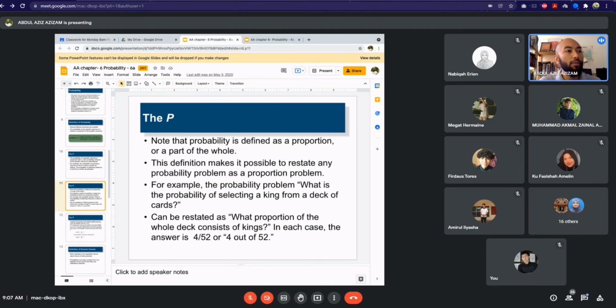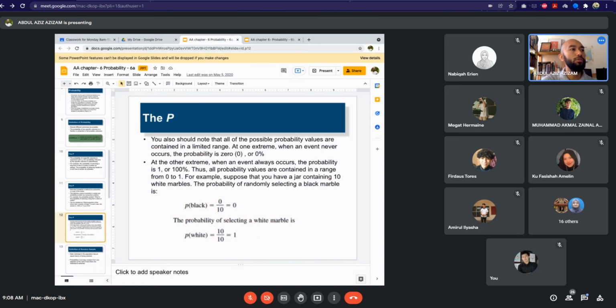For example, probability problem, what is the probability of selecting a king from a deck of cards? So, we can state that proportion: the whole deck consists of kings. In each case, the answer is 4 over 52 ataupun 4 out of 52. Okay. The probability ataupun the proportions untuk kita dapat kings dalam kad adalah 4 daripada 52 kad. Okay. Mana nak kira dia? Ini kita nak kira dia.